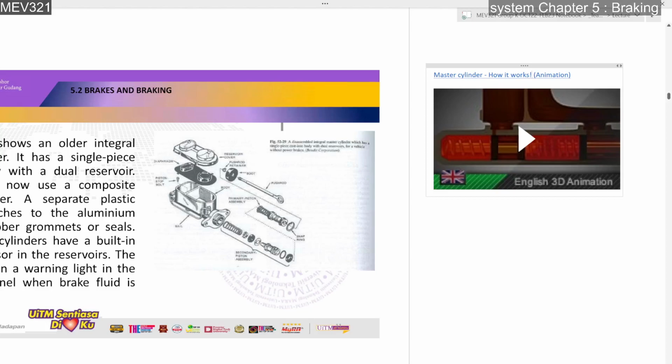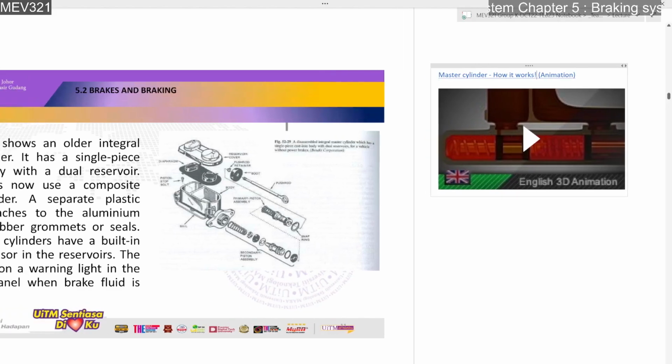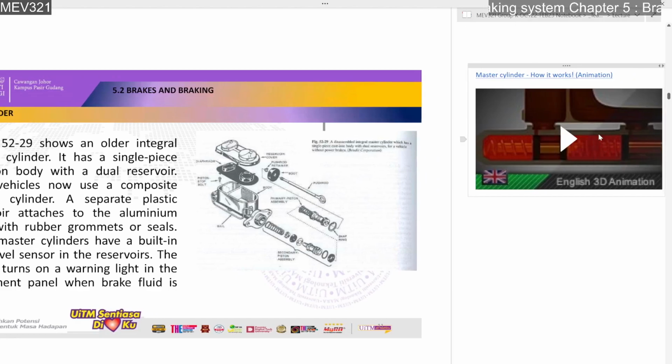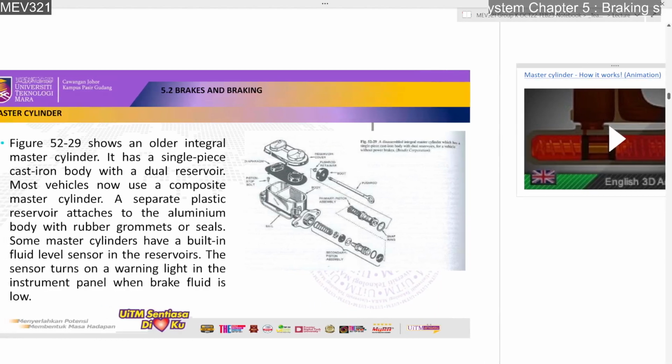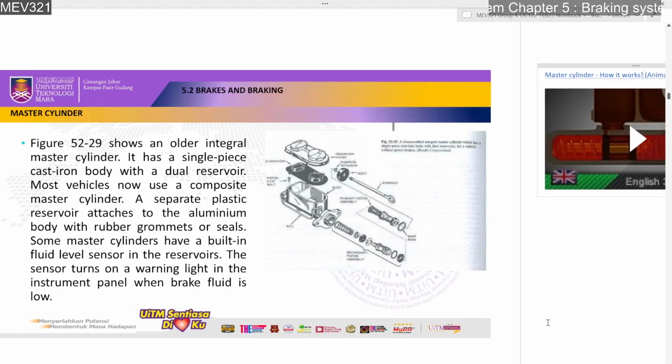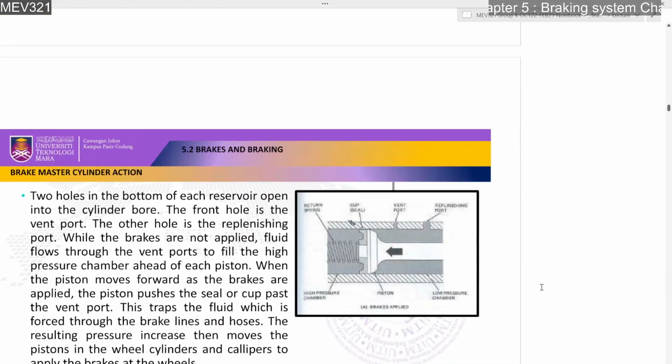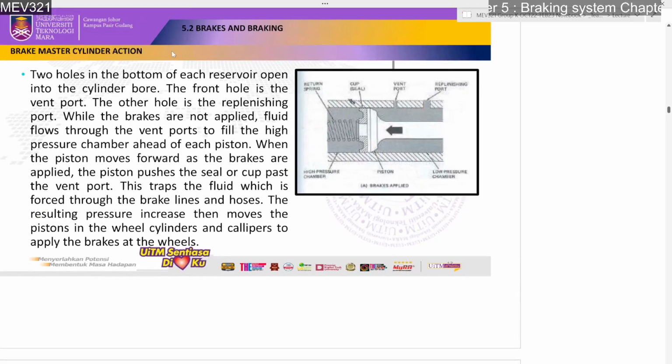Okay, so that's how the master cylinder controls the hydraulic pressure in your brake system. It will detect when you depress the brake pedal, and it will pressurize the brake oil, and then it will give the force on the brake. Okay, so that's how the brake master cylinder works.